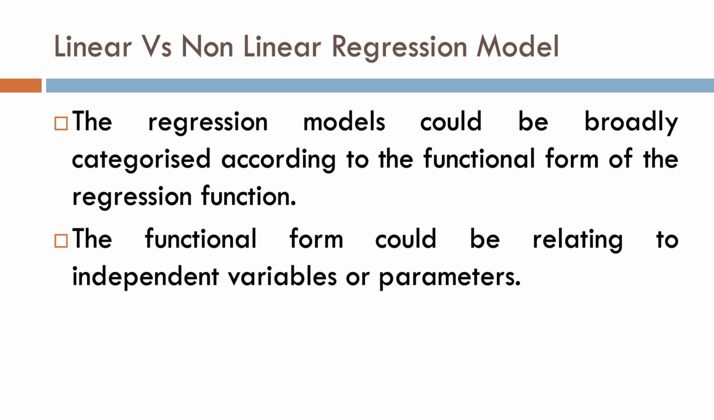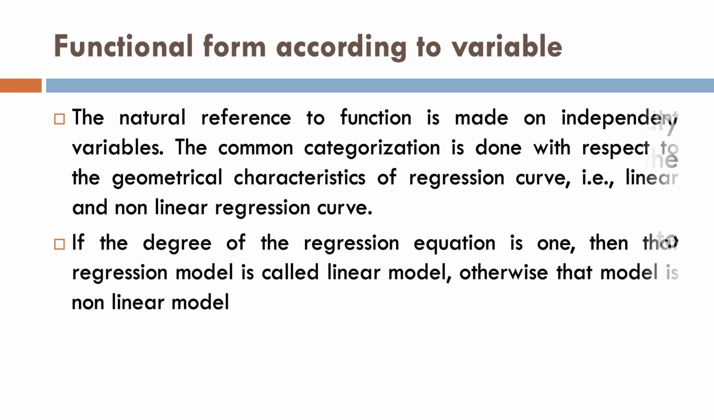Now, let us see the typology based on the functional form of the regression model. The regression model could be broadly categorized according to the functional form of the regression function. The functional form could be related to independent variables or parameters. The functional form according to variable can be seen first. The natural reference to function is made on independent variables.